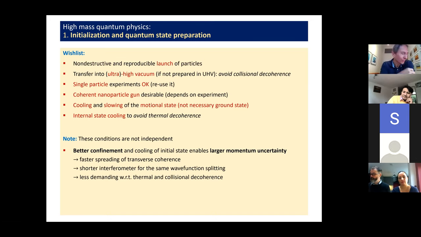It's not like DiVincenzo's criteria for quantum computing, in the sense that you don't have to fulfill all of them at the same time necessarily, because if you can improve in one degree of freedom, you may relax a little bit on the other. So if you have a better confinement in the beginning, you get a larger momentum uncertainty, so the faster spreading of the transverse coherence, then you can afford to have a shorter interferometer and shorter decoherence times, so relax a little bit on thermal and collisional decoherence. So that is why I don't prescribe here one experiment that will lead us to success. There are many opportunities, different approaches, and also followed by different groups.